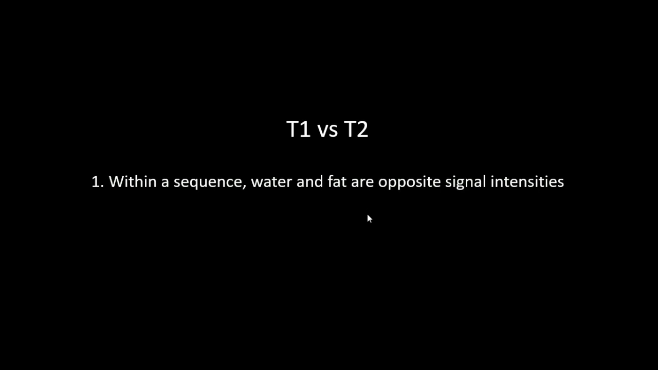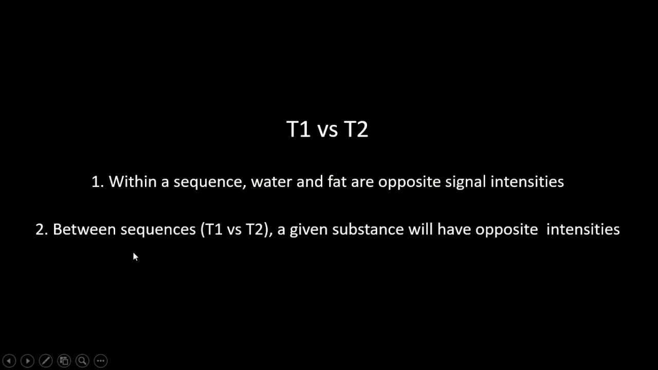Okay, so let's start with T1 versus T2. Very similar sequences, and people get tripped up a lot with these. Between T1 and T2, we've got two basic rules that differentiate the two. Number one, within a given sequence, so take T1 for example, water and fat are opposite signal intensities. Number two, between sequences, T1 versus T2, a given substance, take fat for example, will have opposite signal intensities. This will make sense in a minute.